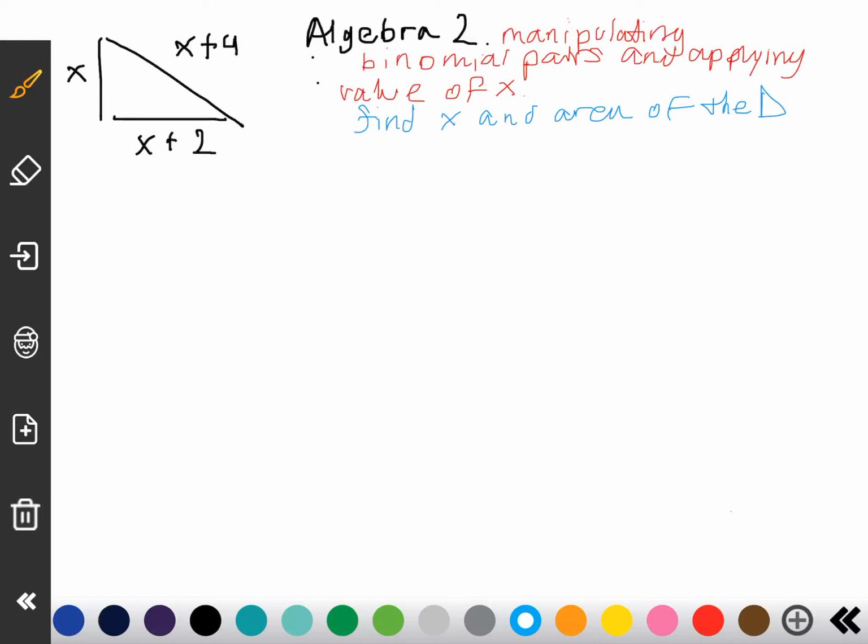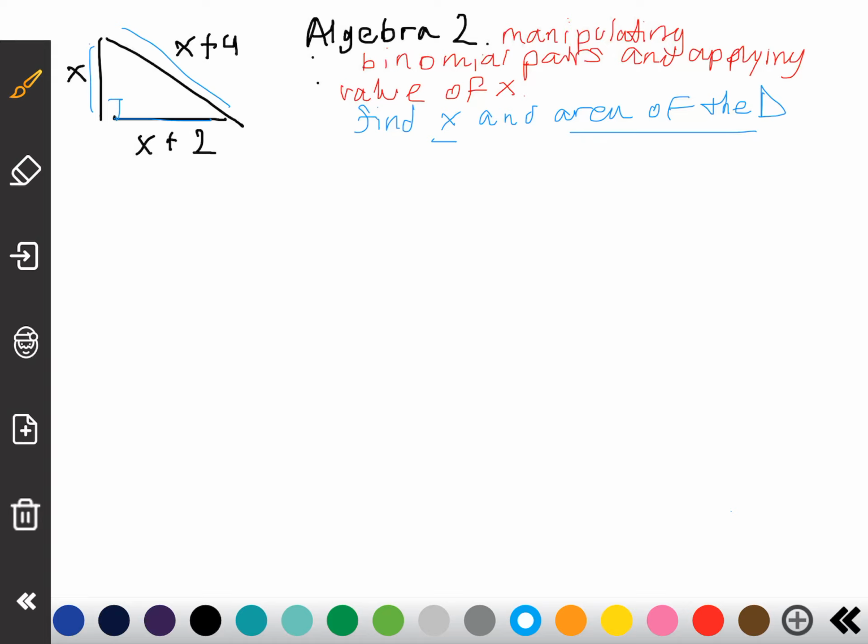In this video, we'll be talking about having to multiply with polynomial pairs and having to find a value of x so we can find the area of the triangle. So given that we have this triangle right here, we have x plus 2 and then x plus 4. One of the main things about this question is to note that this is a right angle.